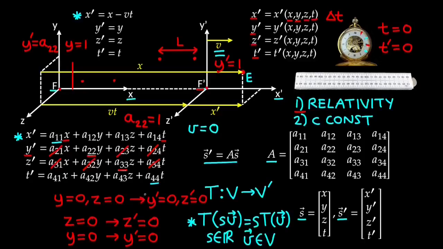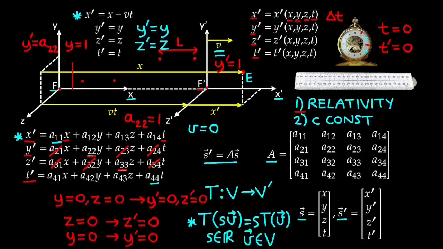So therefore our new transformation equation for y prime is the same. And by a similar argument, if we consider a rod that's parallel to the z-axis, we'd get a subscript 3, 3 to be equal to 1, and therefore the transformation equation for z does not change either. So therefore we're left with two transformation equations for the x-coordinate and time.